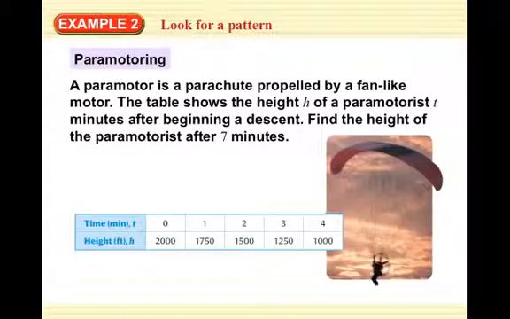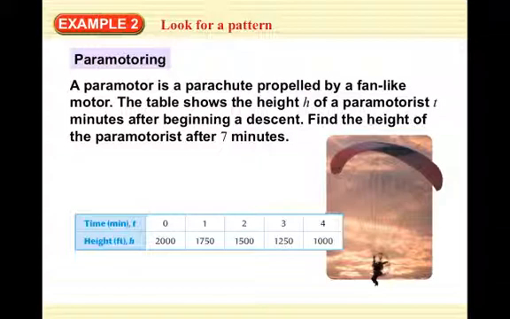For example 2, you're going to notice that you're given information in a table, so this is going to be one where you want to look for a pattern. A paramotor is a parachute propelled by a fan-like motor. The table shows the height h of a paramotorist t minutes after beginning a descent. Find the height of the paramotorist after 7 minutes.